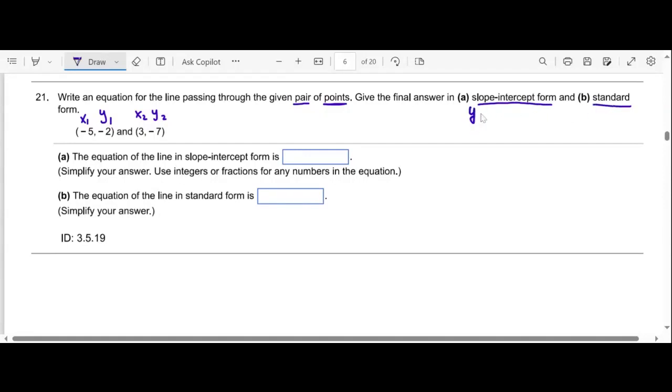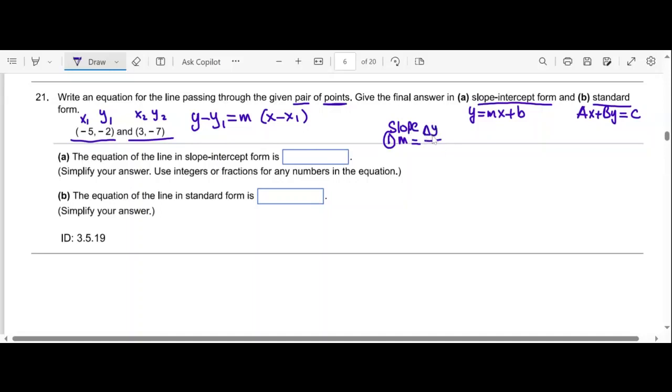We know the slope-intercept form is like this: y equals mx plus b. In standard form, it's going to be ax plus by equals c. So first we need to find how much m is, because remember these are 2 different points. So we need to use the point-slope formula, which is y minus y1 equals m times x minus x1. But I need to find out how much m is first.